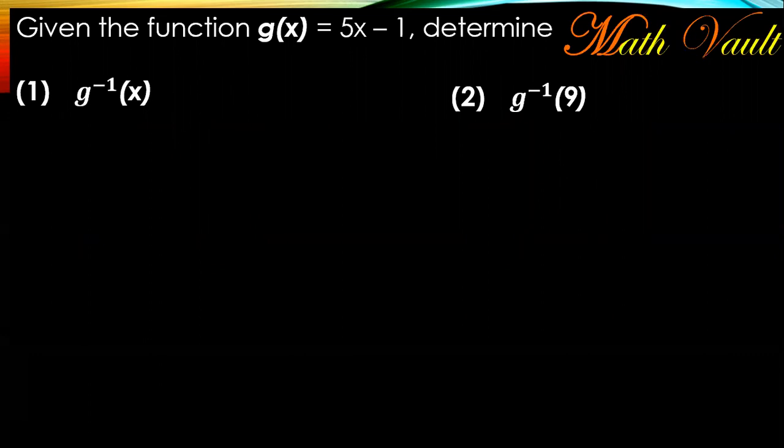Let us look at this example. Given the function g of x is equal to 5x minus 1, we are to determine the inverse of the function g and the inverse of the function g of 9. Let us do the inverse of the function g first.